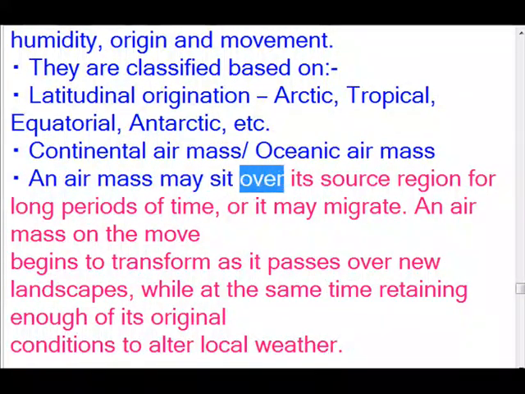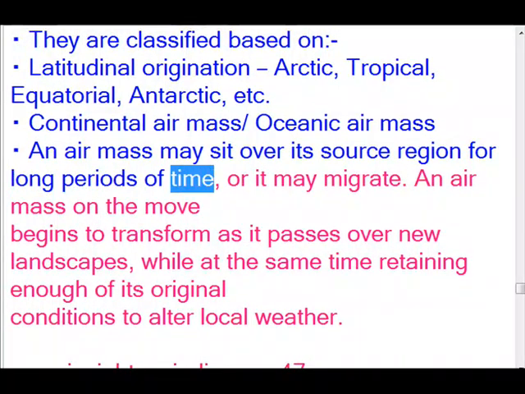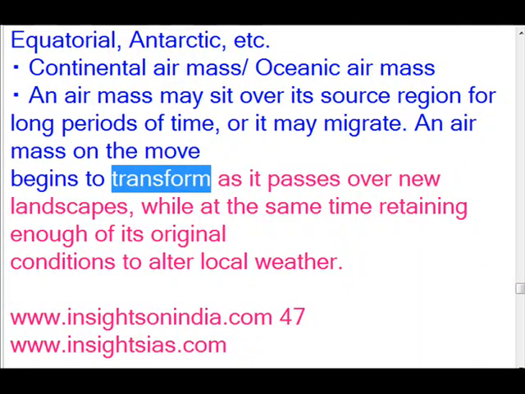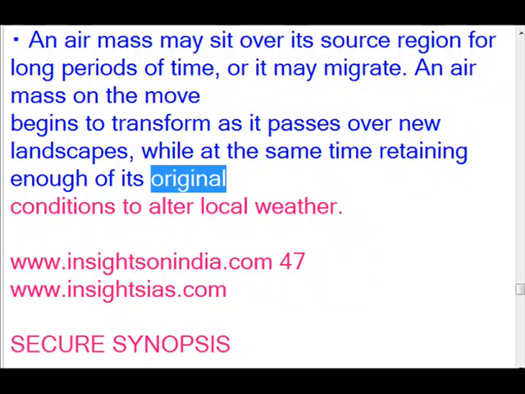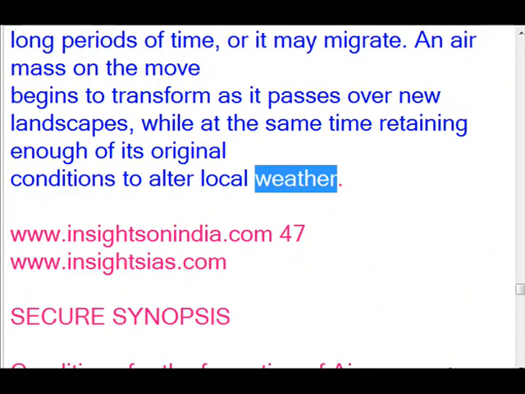An air mass may sit over its source region for long periods of time, or it may migrate. An air mass on the move begins to transform as it passes over new landscapes, while at the same time retaining enough of its original conditions to alter local weather.